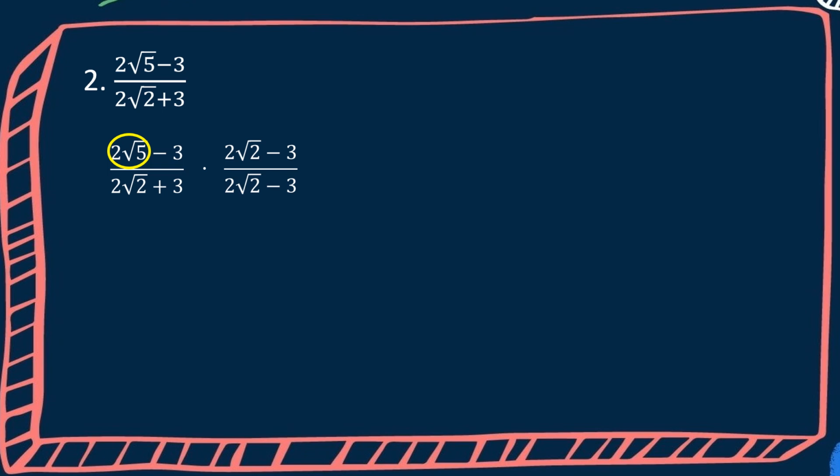2 square root of 5 times 2 square root of 2 is equal to 4 square root of 10. 2 square root of 5 times negative 3 is equal to negative 6 square root of 5. Negative 3 times 2 square root of 2 is equal to negative 6 square root of 2. Negative 3 times negative 3 is equal to positive 9. All over the product of our denominators.